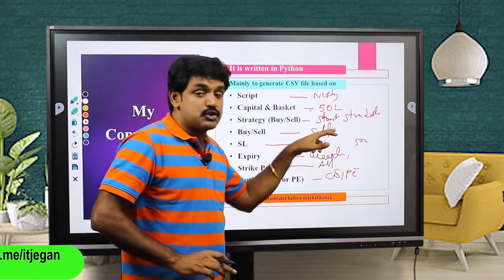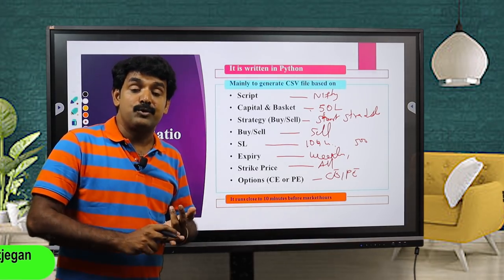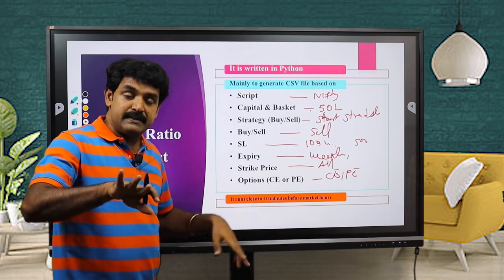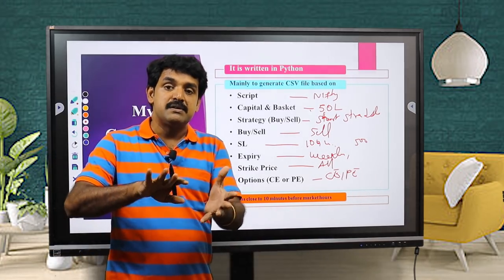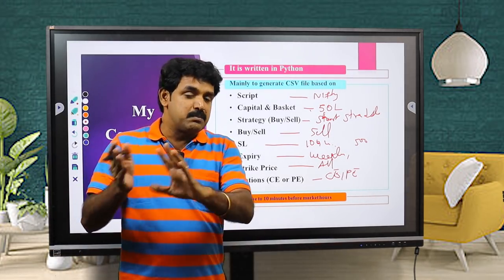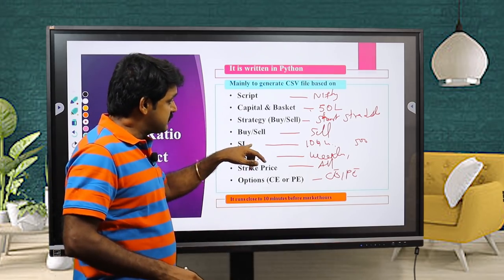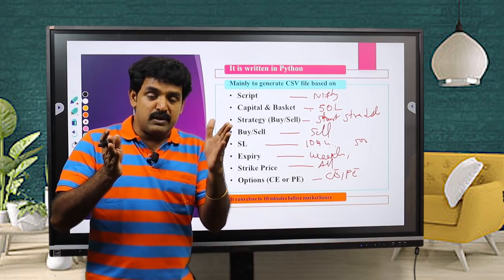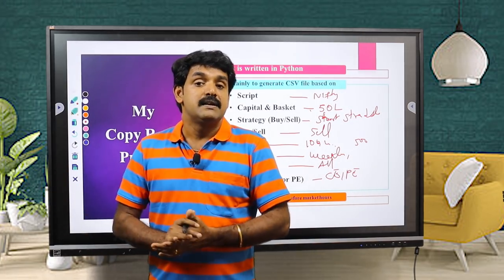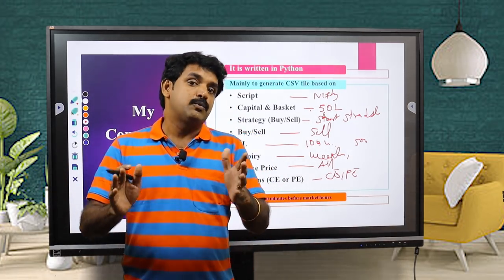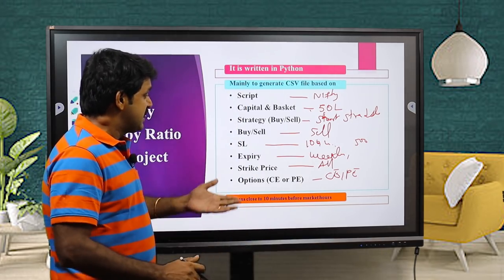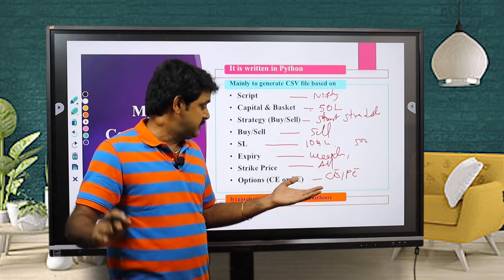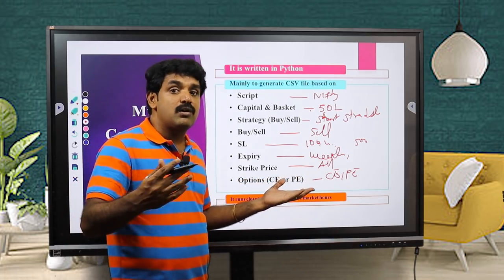You can give the strategy like a short straddle, iron fly, iron condor, whichever strategy you want to generate. And it does both buy and sell. When you give a straddle, buying a straddle and selling a straddle, both it will execute. And stop loss also you can mention if you are interested. And expiry, you want to execute only for one expiry or multiple expiries. I'll show you the real script, how I execute, then you will come to know. And strike prices, by default it pulls all the strike prices available in NSE, on options, for both call option and put option.